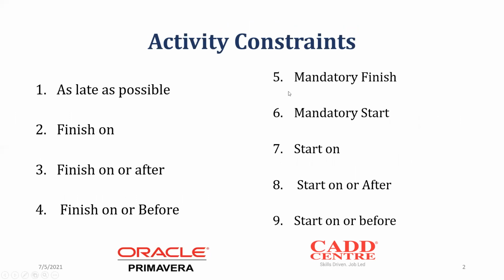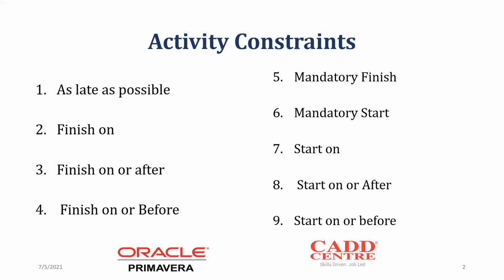Starting with the activity constraints, we already said those are conditions that you put on the start and finish date of an activity. They are mostly used to manipulate the start and finish dates of an activity. All of them are available in Primavera. The first one is called as late as possible. If you put a constraint of as late as possible on an activity, it means that activity can be delayed as late as that particular date.